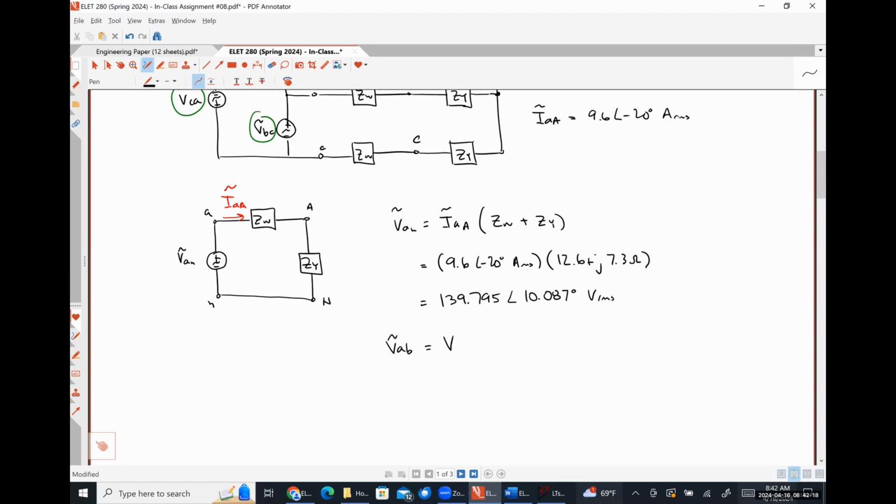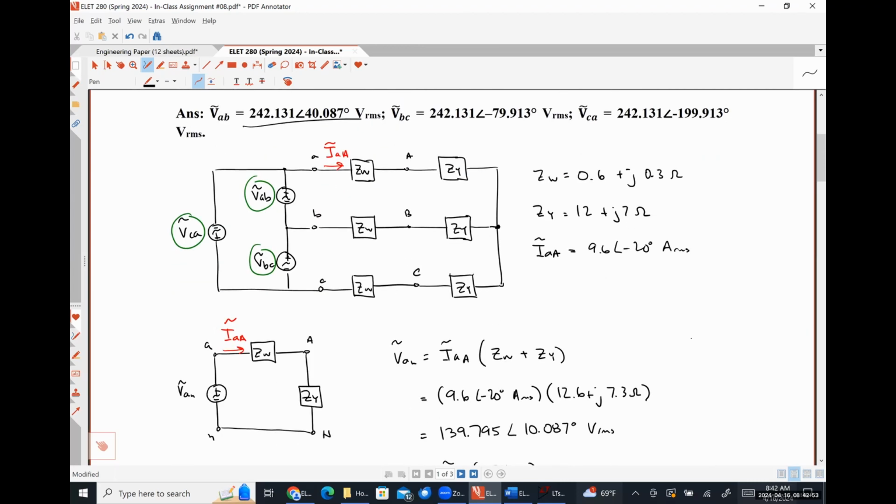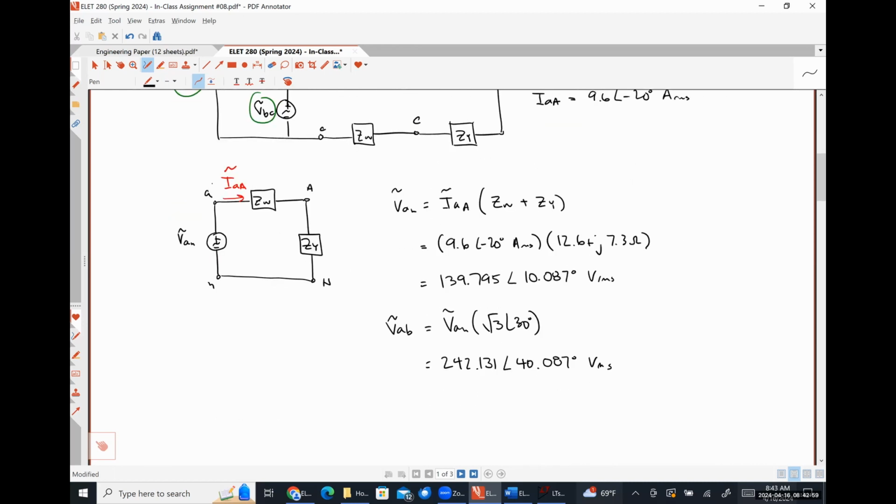Okay. So VAN, √3 angle 30 degrees. So I'm just going to literally multiply my answer by √3 angle 30. And we get 242.131 angle 40.087 degrees volts RMS. Yep, and then we would just subtract 120 to get the B phase and subtract 240 to get the C phase. So we don't need to really do any more here. That part's easy.